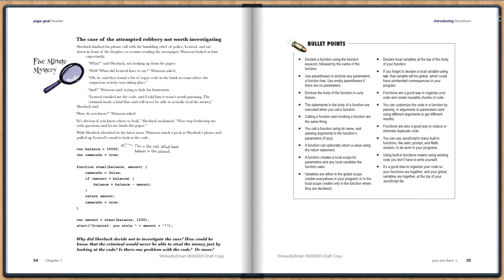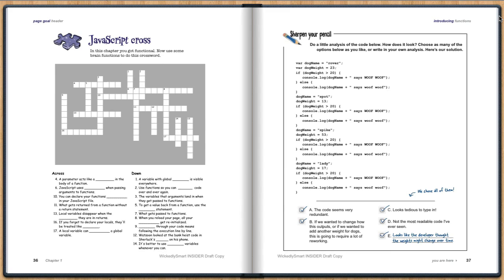And finally, we end with a 5-minute mystery. It's a little whodunit in the style of Sherlock Holmes, which involves a piece of code which apparently can steal money from a bank account. But after Sherlock takes a look at it, he discovers there's really no problem at all. And so your job is to figure out why he's so confident that the robbers aren't going to steal any money with this code. And finally, don't forget the bullet points and the all-important JavaScript crossword. And that's it. Until chapter 4.